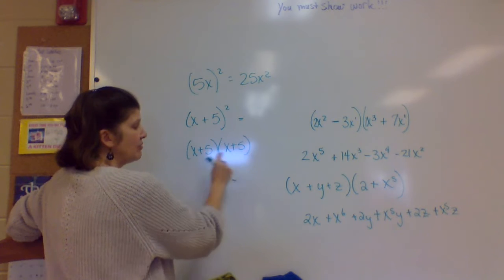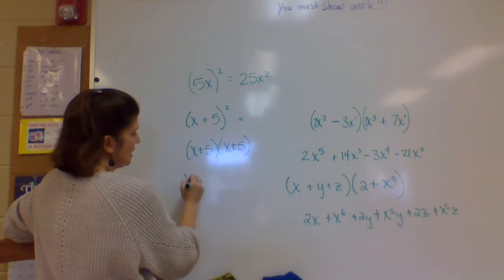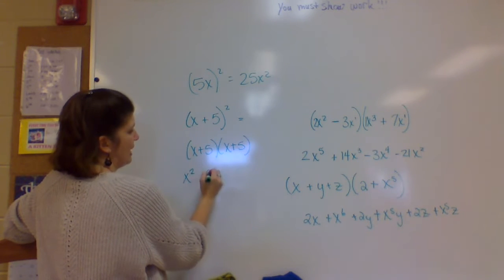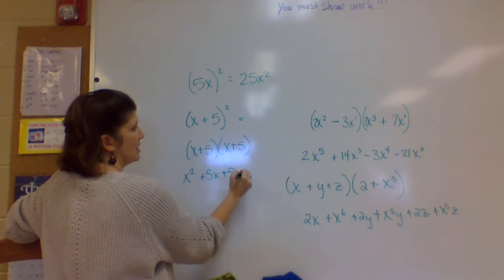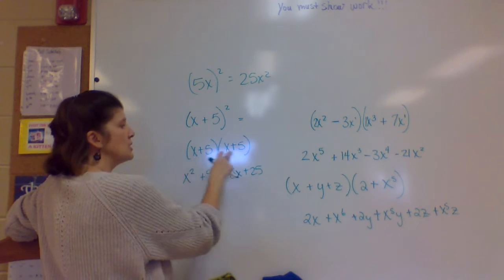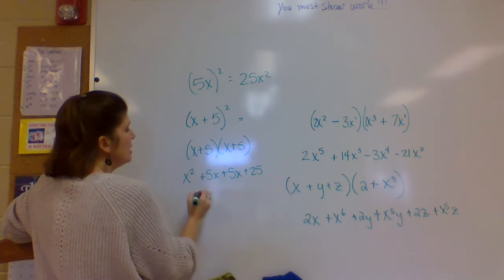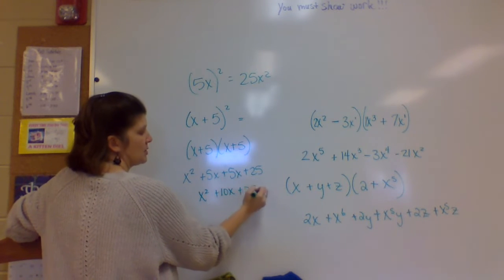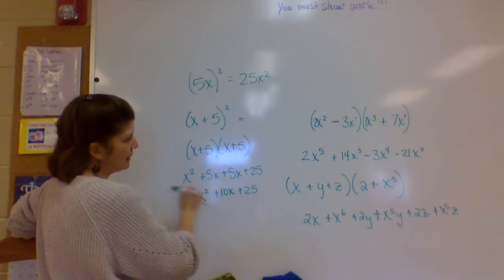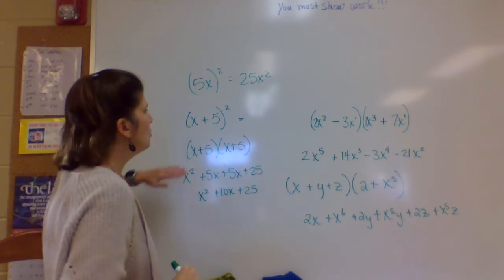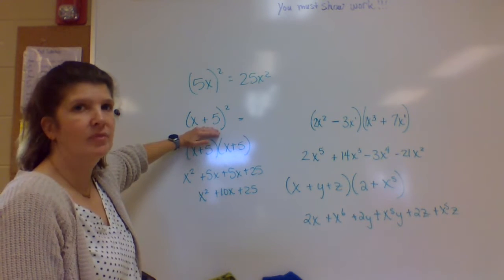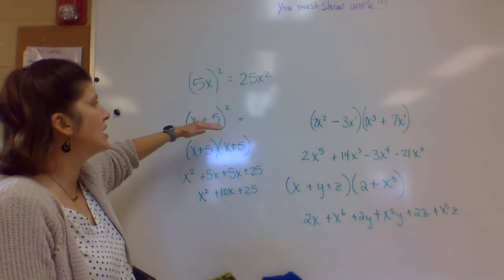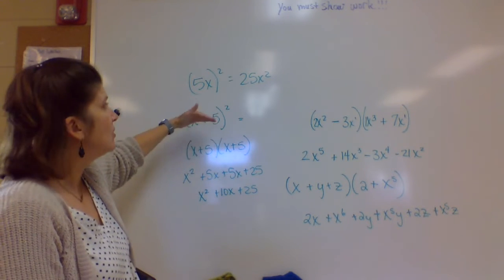So we have to FOIL it out, or multiply those two. We get x squared plus 5x plus 5x plus 25. 2 times a 2 gave me 4 terms, but my final answer, x squared plus 10x plus 25, when I combine my like terms, is this. So beware, they're going to try to trick you into giving x squared plus 25 or something like this, but it won't be.